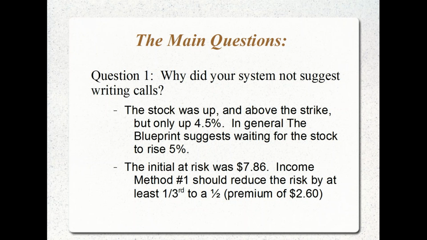But at the same time, the general rules in the blueprint dictate that we want to create at least a third of the premium to reduce the risk by at least 1/3 of the initial starting point, or whatever the risk was at the time, to see that particular income method in the rollout opportunities. I'm not sure of the exact time frame.